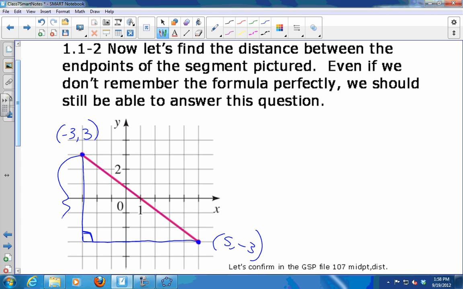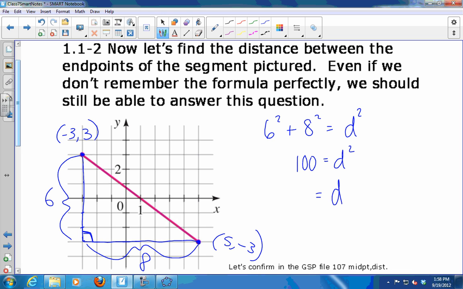And then what would this distance be? 6. You can just count the squares. 1, 2, 3, 4, 5, 6. And what would this distance be? 8, yep. And then we can do the Pythagorean theorem. It says 6 squared plus 8 squared equals d squared. D would be the hypotenuse, the distance that I'm looking for. And 36 plus 64 is 100. So what is the length of my distance? 10. So you can always do the Pythagorean theorem even if you totally blank and forget the formula. But I will show you the formula now.